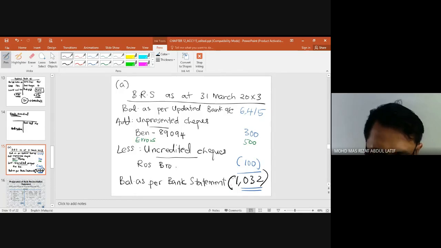Cuma saya tak pasti, saya rasa ada dalam soalan problem. Saya tak pasti soalan problem yang mana. Sekejap, saya cuba tengok. Saya rasa ada. Okey. Tengok soalan nombor 2. Page 186 dan 187 dalam textbook. Okay, Puan Salmah is the owner of Salmah Boutique. Jumpa tak?